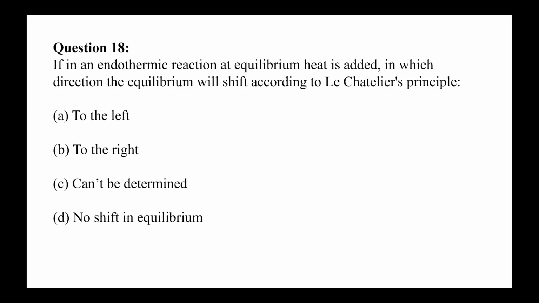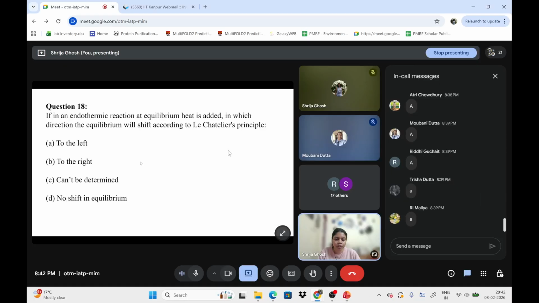Moving to the next question, question number 18. If in an endothermic reaction at equilibrium, heat is added, in which direction will the equilibrium shift according to Le Chatelier's principle? Option A, to the left, option B, to the right, option C, can't be determined, and option D, no shift in equilibrium. What would be the correct answer here?